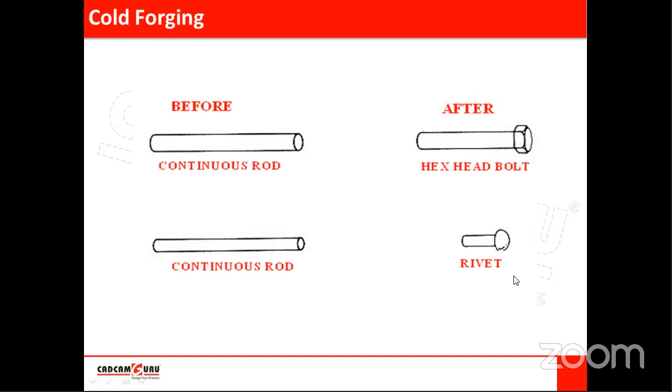Rivets are also manufactured using cold forging. This continuous rod is pushed into the die cavity to get this shape. And after getting this shape, they will cut the rod at the desired length.